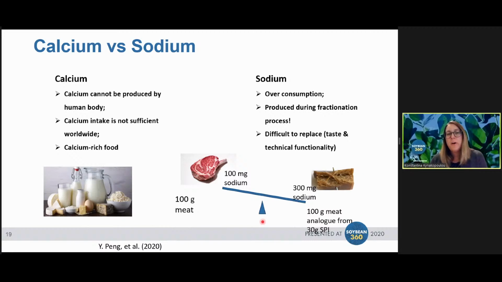Here I have a comparison with a piece of meat. For 100 grams of unmarinated meat, without any additional taste components, you have approximately 100 milligrams of sodium, while a corresponding piece like a vegetarian steak, just using soy protein isolate, a high moisture content product where you only need 30 grams of soy protein isolate to create this structure, you get about 3 times more sodium. So you already see that by using these ingredients, you add extra sodium to your diet.